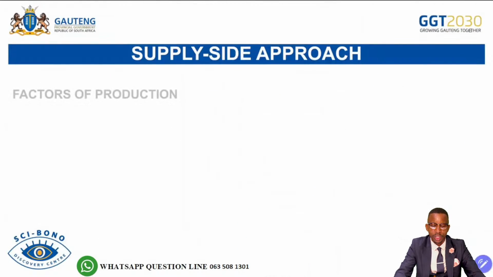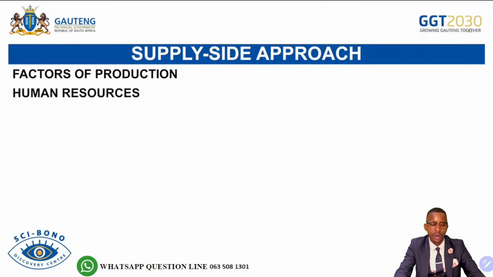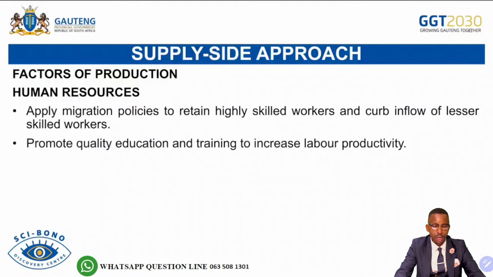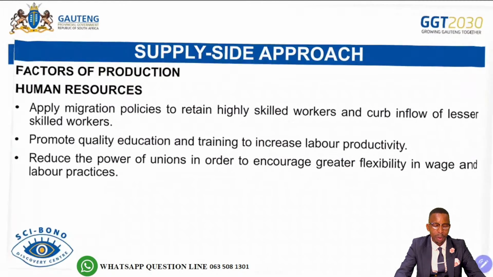And then we continue on the supply factors of production. In this case, we refer to human resource development or labor: apply migration policies to retain high-skilled workers and curb inflow of less skilled workers into the country, promote quality education and training to increase labor productivity, reduce the power of unions in order to encourage greater flexibility and wage labor practice.